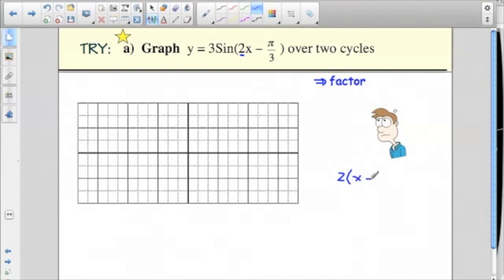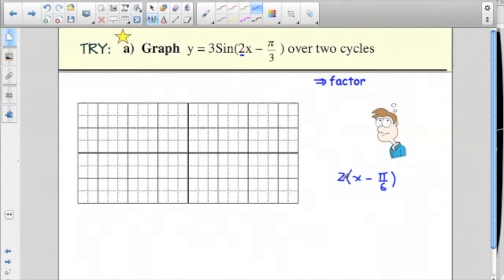And then we have to basically divide this pi over 3 by 2, so that just becomes pi over 6. Okay, so there's the factored out part. So that's really, really important first. And probably some people say, how did you get that, Mr. Rabbit? The pi over 6.